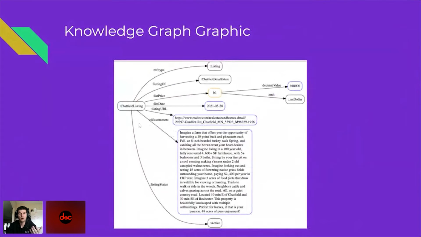So we know that a Chatfield listing, so this is for a real estate ontology model, is of a type listing. It's a listing of a particular piece of real estate. This listing has a particular price, and that price has a number and a dollar value, right? It's a US dollar as opposed to a yen or something else, right? We take all of these concepts and we relate them to one another.